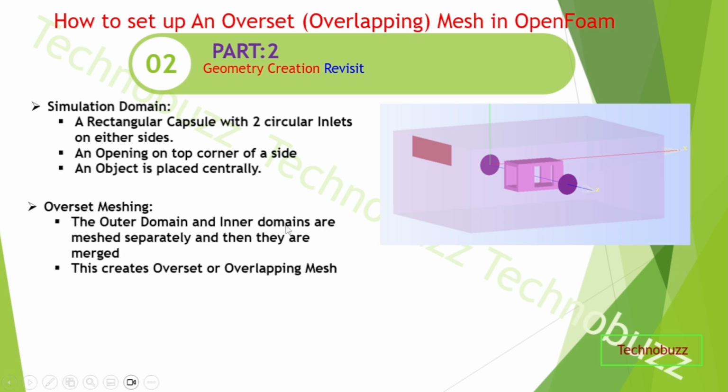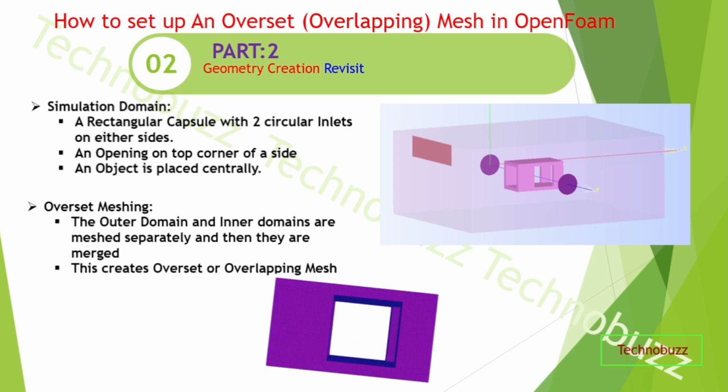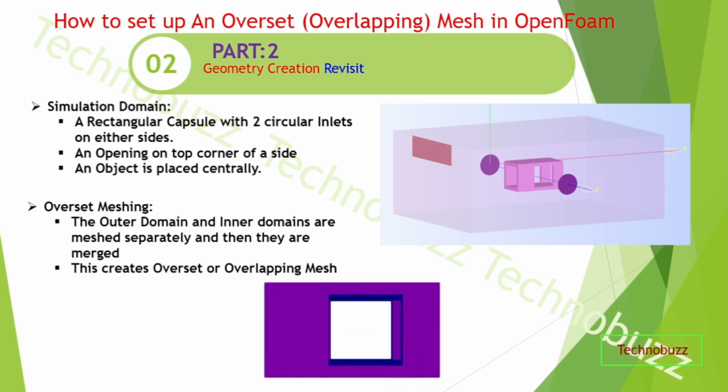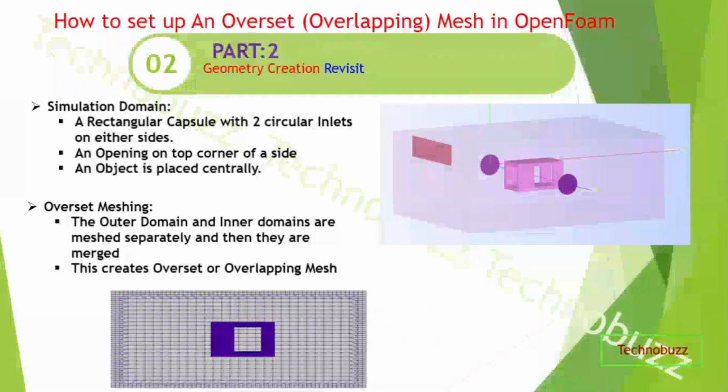As said, the overset mesh is created by merging the outer and inner grids, which are generated separately with individual refinements. So this is the cross section of the outer mesh, which can be named as the background grid. This is the inner grid, which is termed as the on-body grid. Now, after merging, the final overset mesh can be seen like this. It can be observed that both the grids have their own refinements.